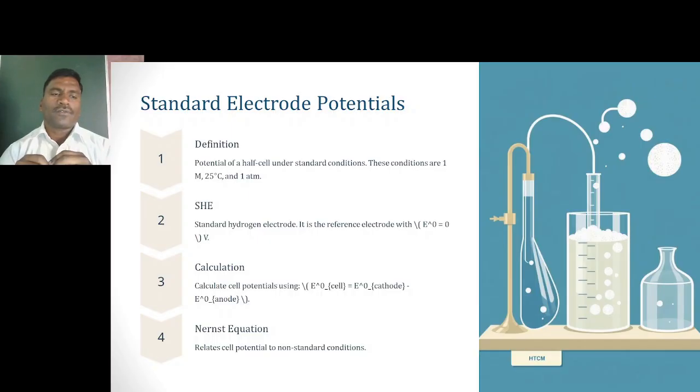SHE, standard hydrogen electrode, is a reference electrode with E0 equal to 0 volt. For the calculation, the cell potential is calculated with the help of the equation E0 of cell is equal to E0 of cathode minus E0 of anode, and the Nernst equation relates the cell potential to non-standard conditions.